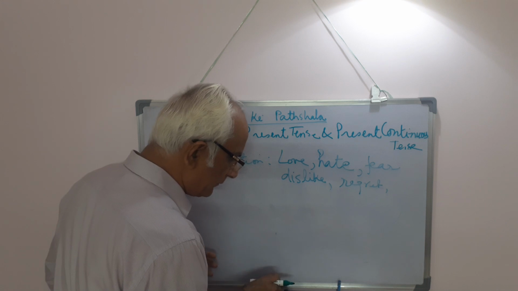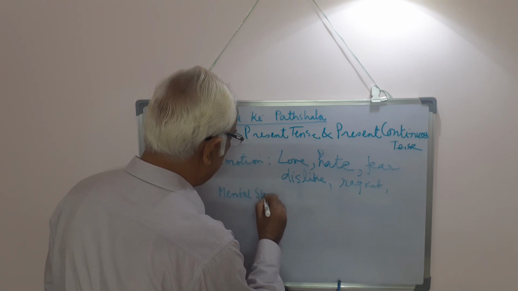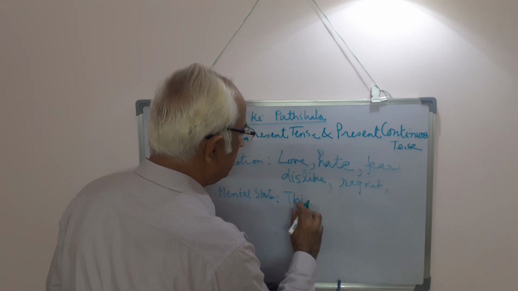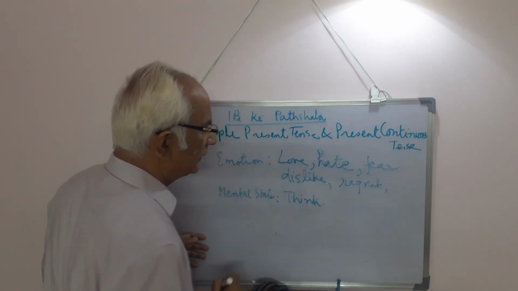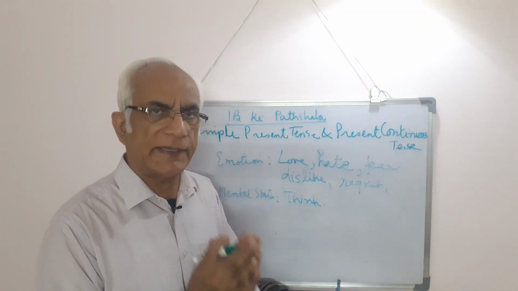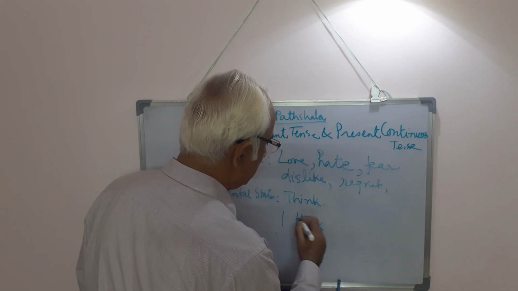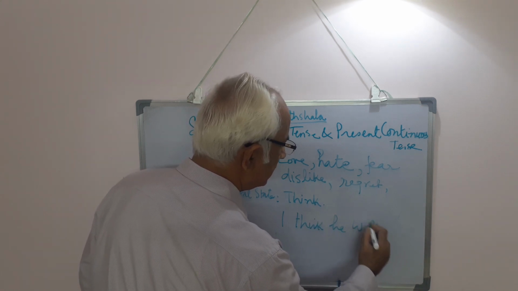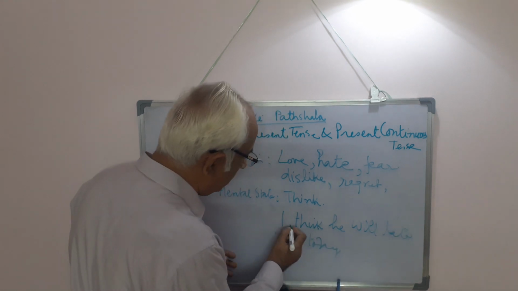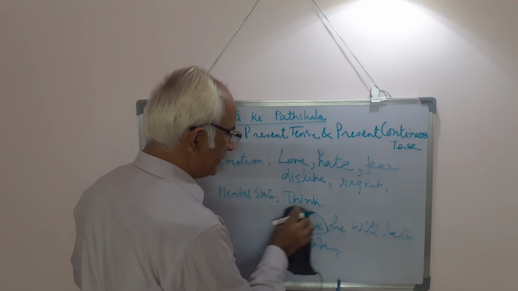The second thing is mental state. For example, think. I think he will be late today. I think we'll have no class today. So use them in simple present tense. For example, I think he will be late today. So there is no helping verb here, is and am, and this is in the base form, present tense.